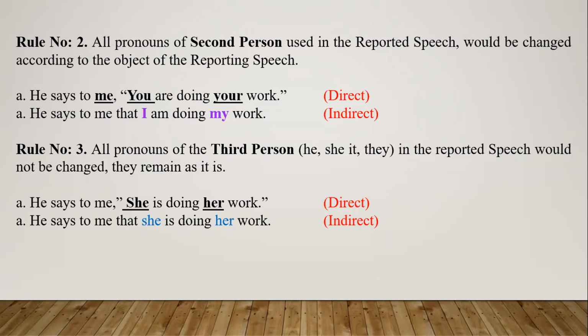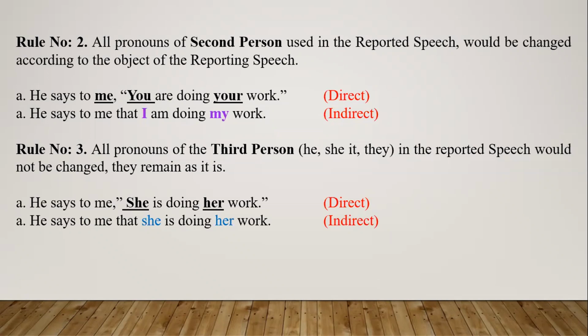Okay, let's move towards third person. Third person, you must know, he, she, it, they. These are called third person, and the rule says that they remain as they are. It means there is no change for third person pronouns. Let's have an example. He says to me, she is doing her work. Now you can see he says to me, we replace that in place of the comma. And she is basically a third person. We cannot change third person. So we have to write she is doing.